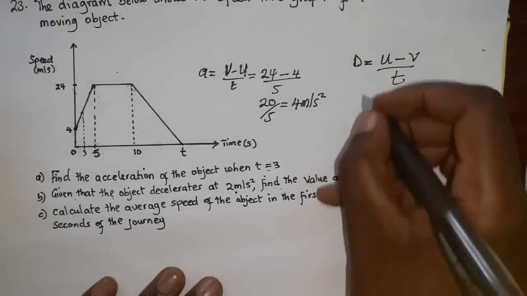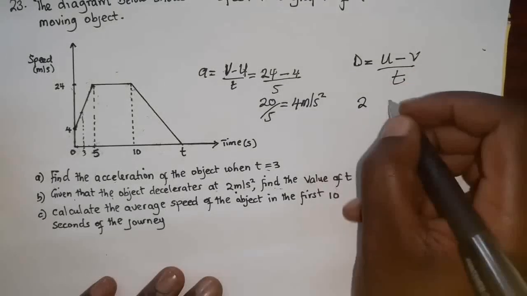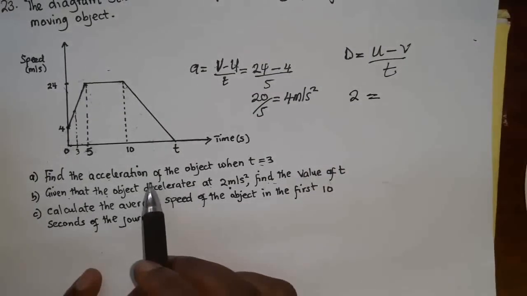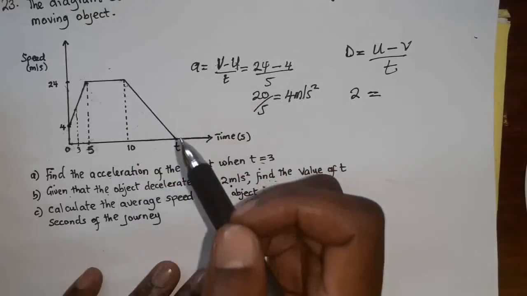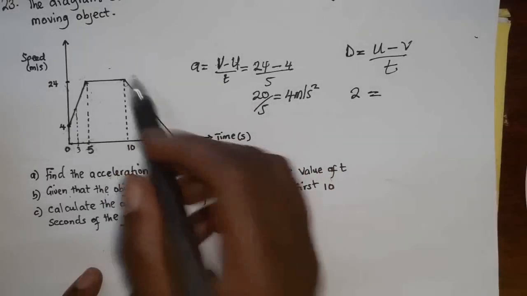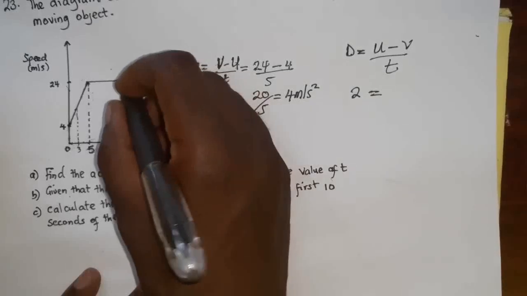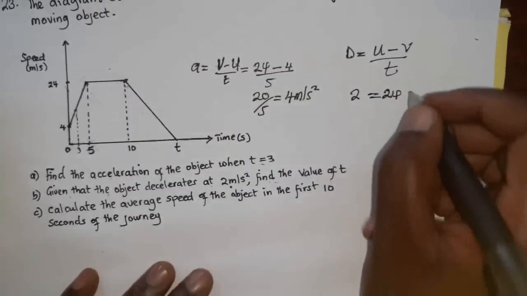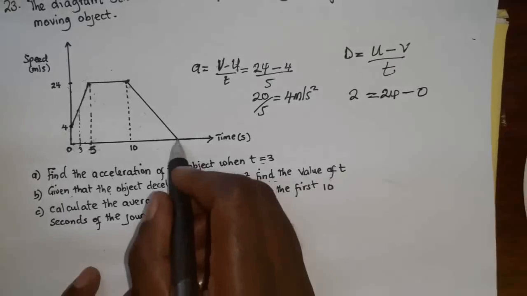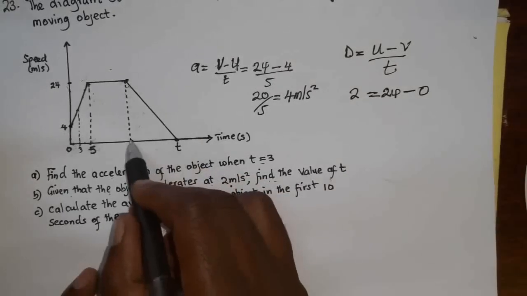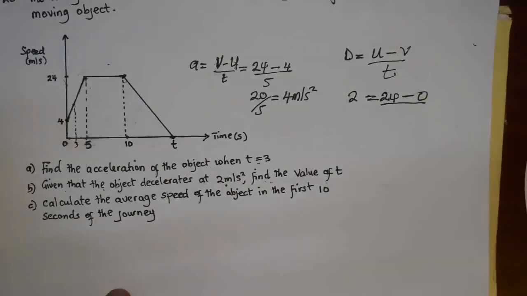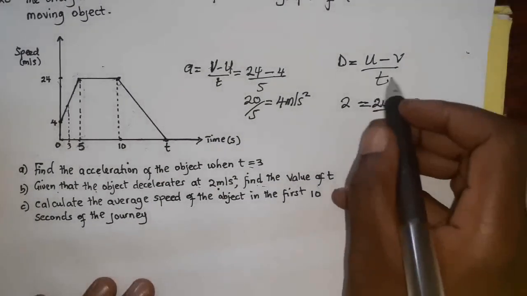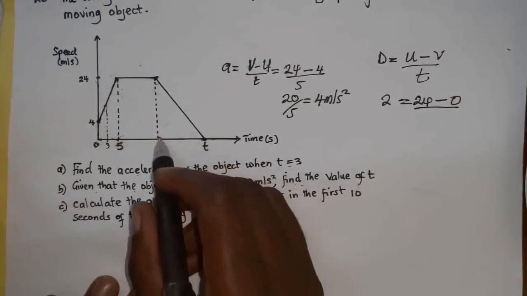Deceleration here has been given as 2. Then the initial starts from here, which is 24, down to 0, which is this point. Then the time taken from this point to this point, how do we account for it? We are looking at time from this point to this point.